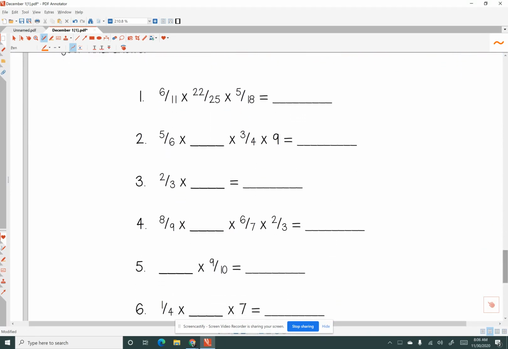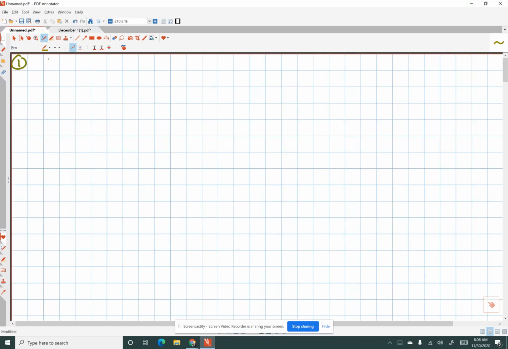And we've got 3 and 4 fractions that we're going to multiply together. So we're going to be using our scratch paper a little bit today. So let's get started. So let's look at number 1. We have 6/11 times 22/25 times 5/18. So let's go to our scratch paper. Number 1, 6/11 times 22 over 25 times 5/18.